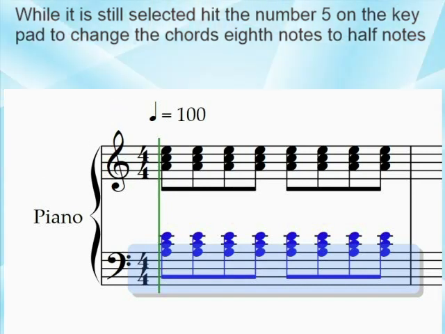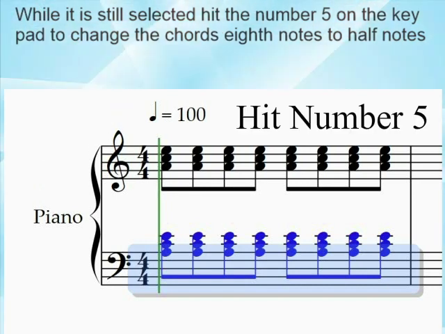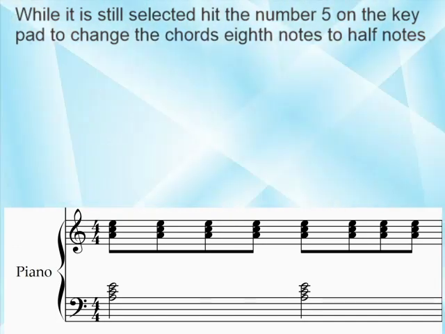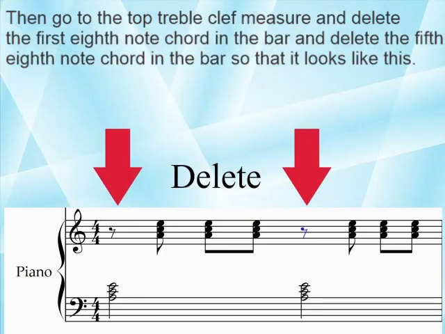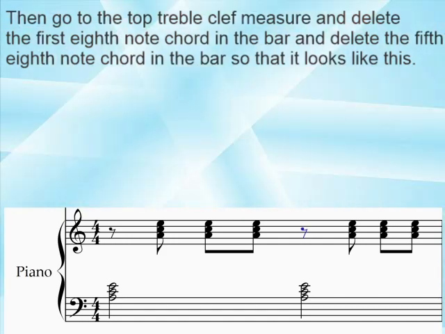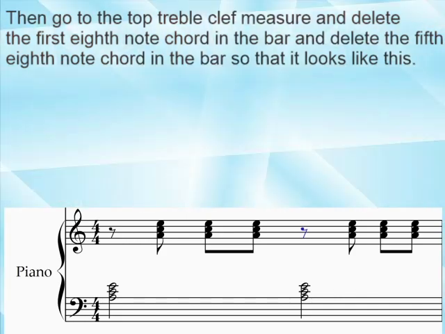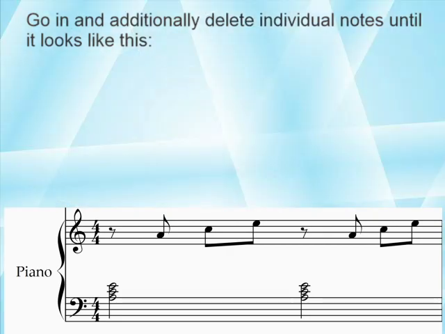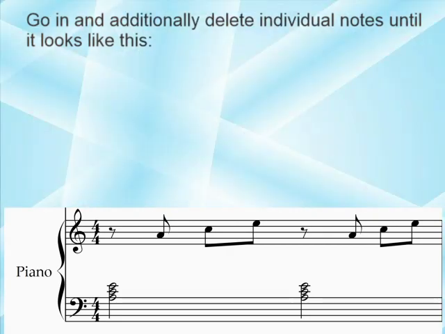While it is still selected, hit the number 5 on the keypad to change the chord's eighth notes to half notes. Then go to the top treble clef measure and delete the first eighth note chord in the bar and delete the fifth eighth note chord in the bar so that it looks like this. Go in and additionally delete individual notes until it looks like this.